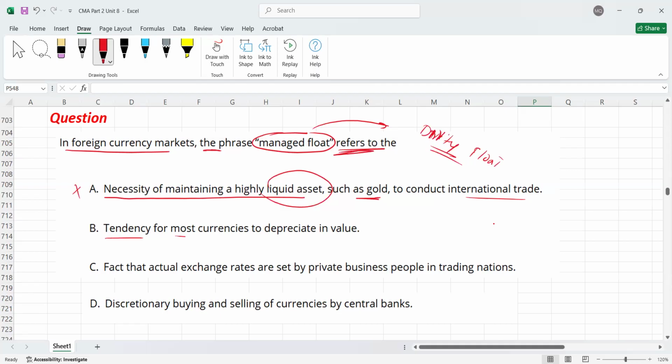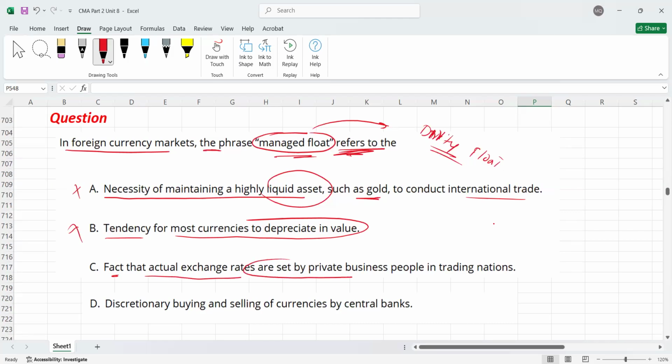Tendency for most currencies to depreciate in value. No, it's not only for depreciation of the currencies. No. Okay, we try to maintain the rate within a wider, broad range. This is also incorrect.